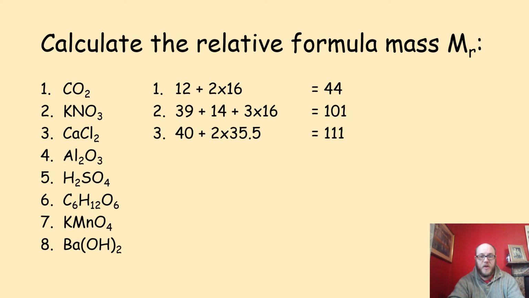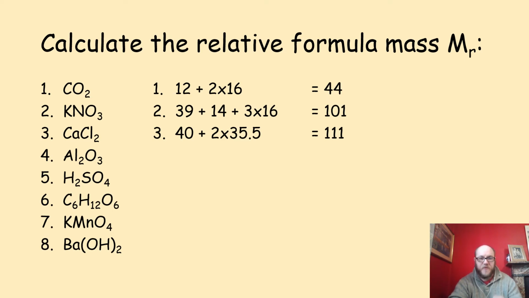Calcium chloride, you have calcium, which is 40. Relative atomic mass of calcium is 40. Relative atomic mass of chlorine is 35.5. Just multiply that by 2. Add all of that up together, you end up with 111.